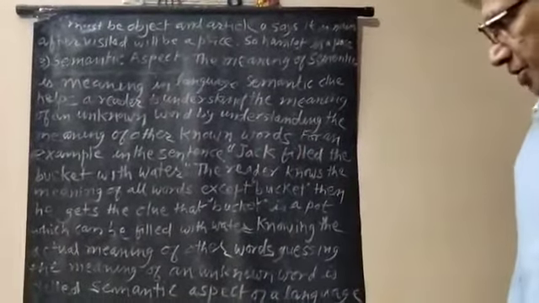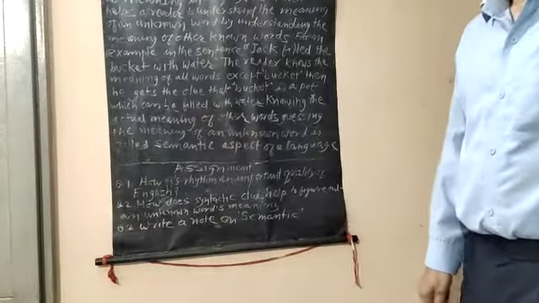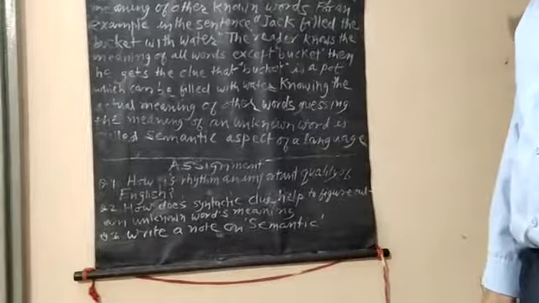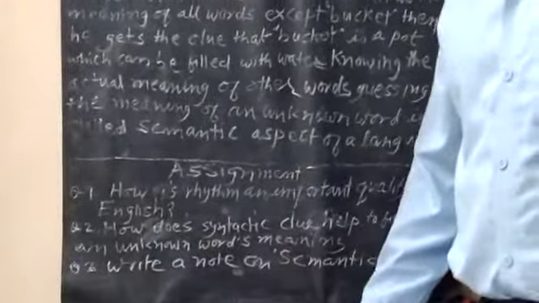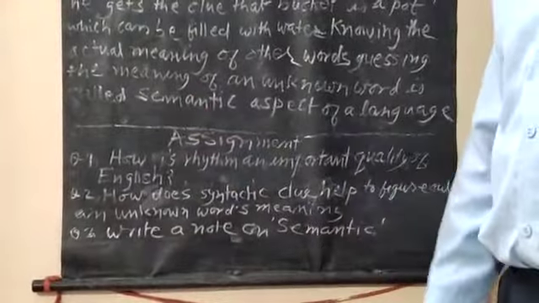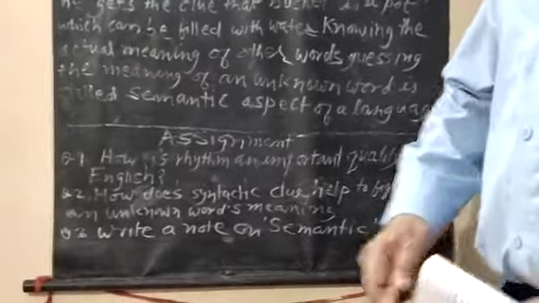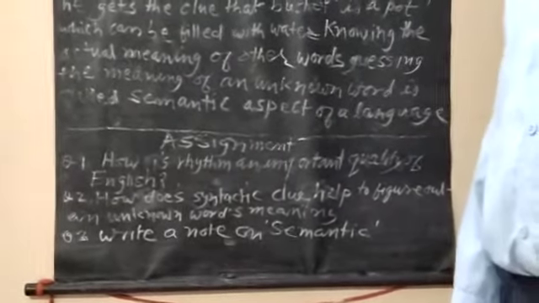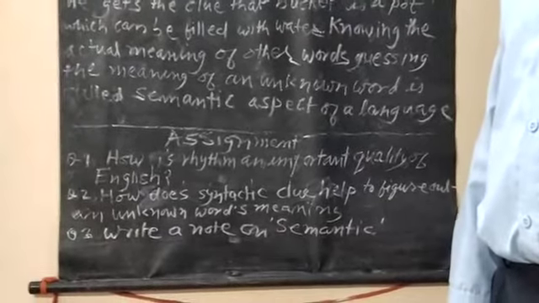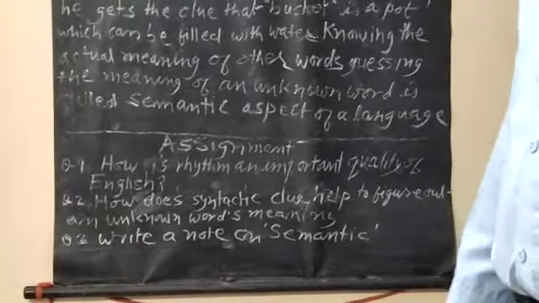Now there are some questions. First question, how is rhythm an important quality of English? ठीक है, रिदम अंग्रेजी की एक महत्वपूर्ण गुण कैसे है? It makes it musical. Some words are stressed, some words are not stressed. So it makes the sentence not a uniform sentence but a rhythmic sentence. This is called rhythm. Stressing some words and unstressing some words is called rhythm.